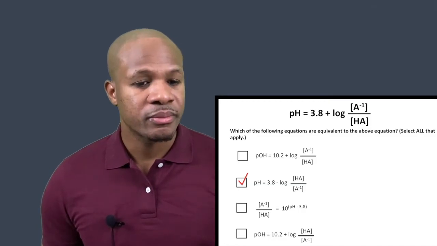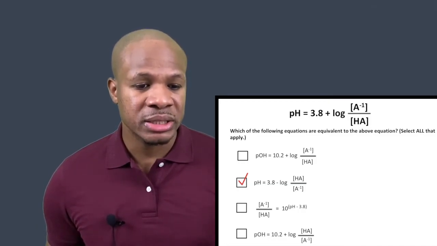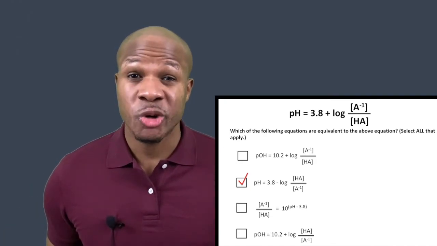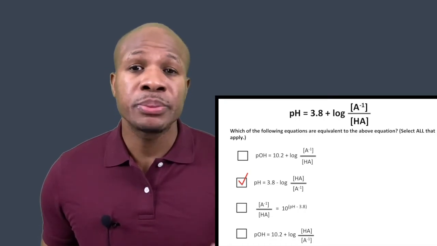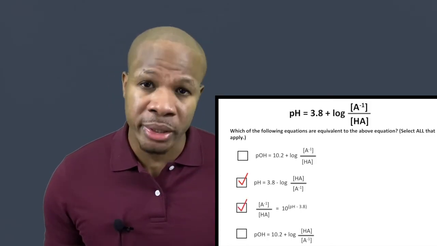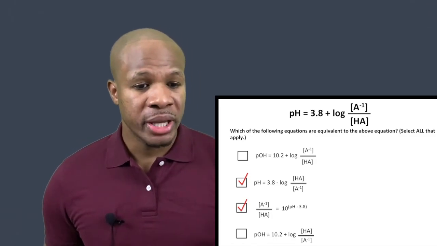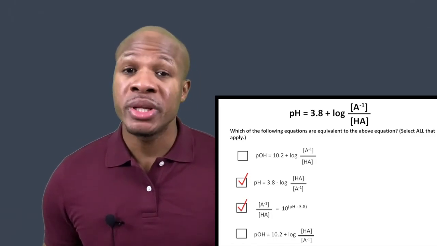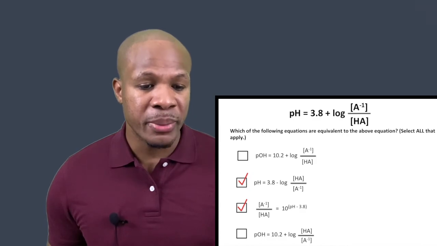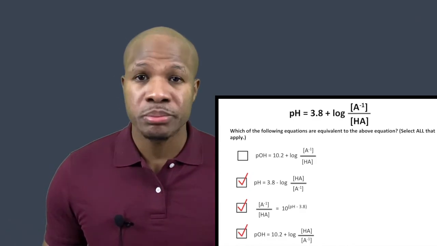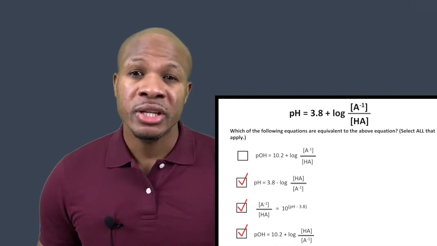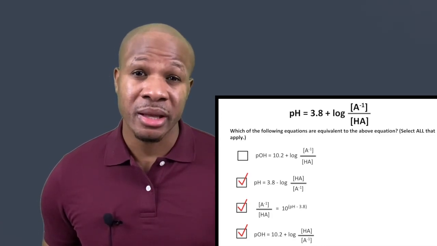Okay, what about the next one? The next term says conjugate base over acid is equal to 10 raised to the power of the pH minus 3.8. Is that equivalent to our given equation? It looks like it is, right? They simply solve for the base to acid ratio. So those two equations are equivalent, and you need to be able to instantly recognize that. And how about the last term? So pOH is equal to 10.2, which will be the pKb, that's correct. So pOH equals 10.2 plus the log of HA over A minus. Yep. And this equation is perfectly in accordance with our given equation, right? So these three equations here are equivalent to our given equation, and you need to be able to instantly recognize that.